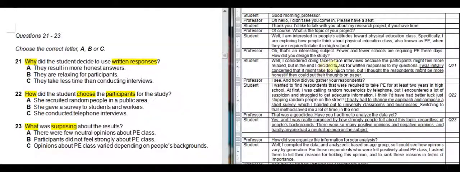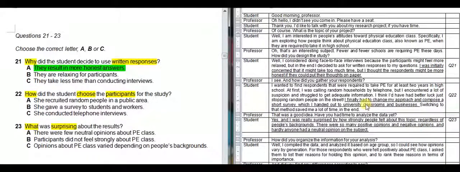Okay, so notice the traps here. "I considered doing face-to-face interviews because they might feel more relaxed." So the word relaxing, but no, this is about face-to-face interviews, right? Face-to-face interviews. "I was initially concerned that it might take too much time." So actually, I was concerned about that, but I thought the respondents might be more honest if they could put their thoughts on paper. So A is the correct answer there. Okay, but notice those traps. Those are tricky.